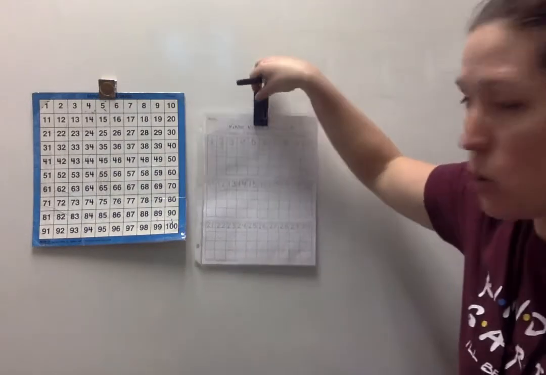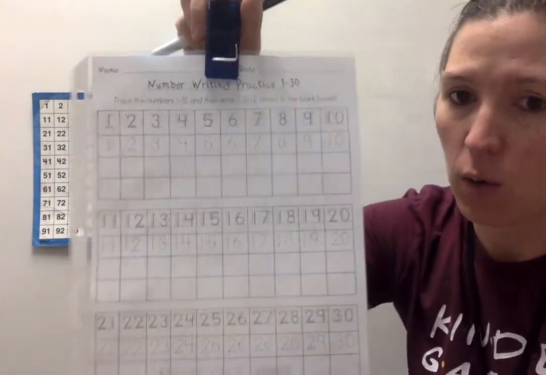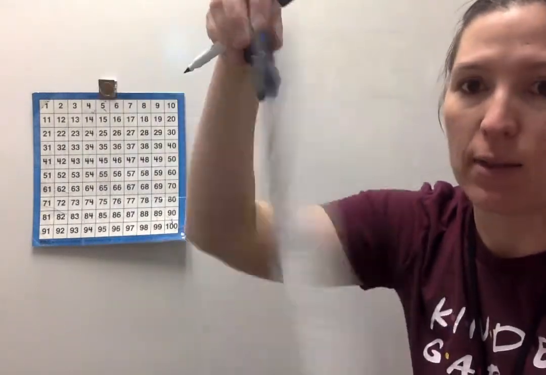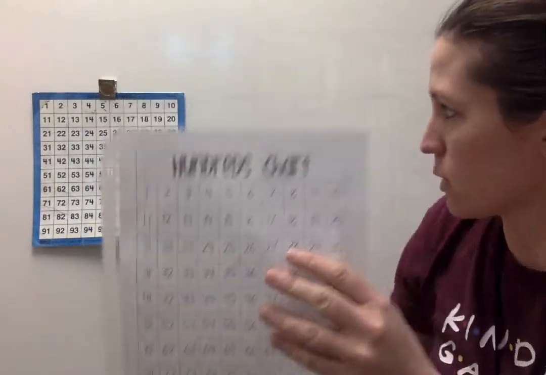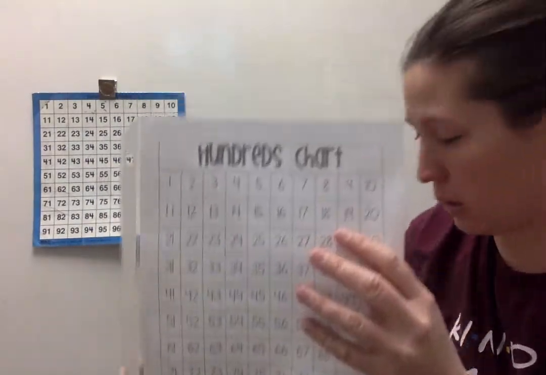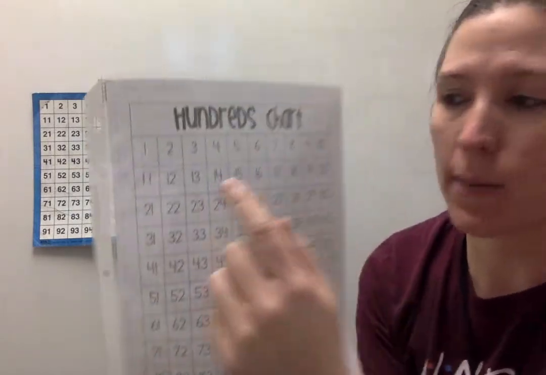Here I have a hundreds chart. You have one also. So in your skill practice binder, you have this practice writing sheet, and on the back side, you just have to flip it over, is a hundreds chart. So I have one up here. They look the same. They have numbers 1 through 100.